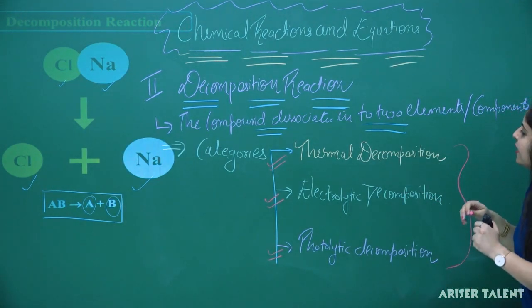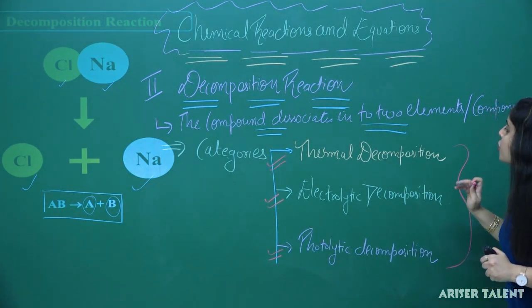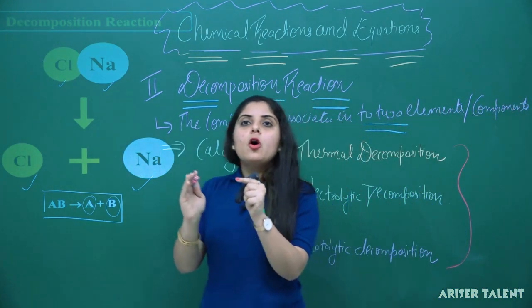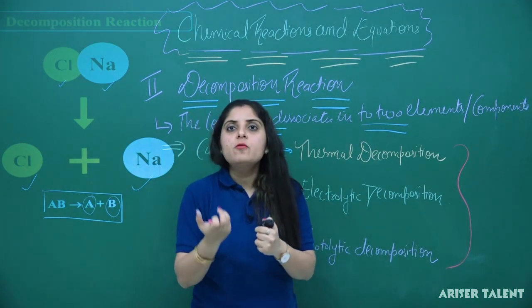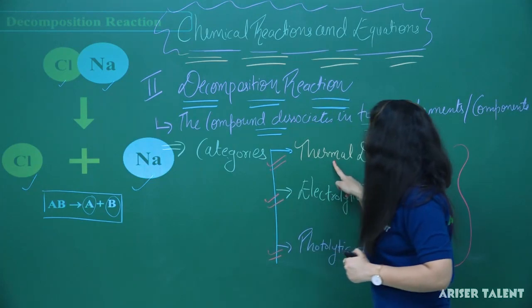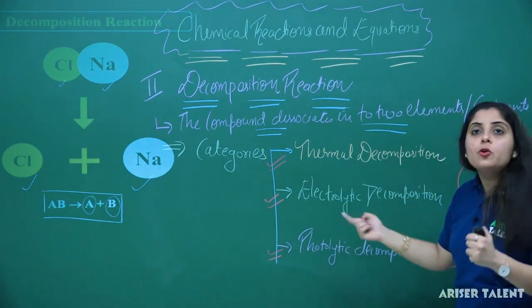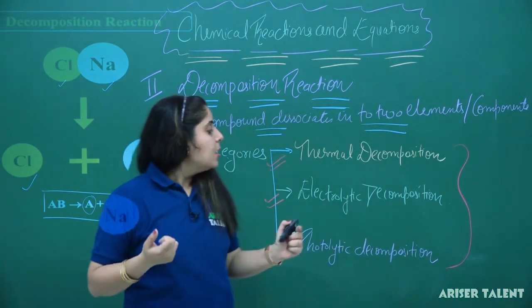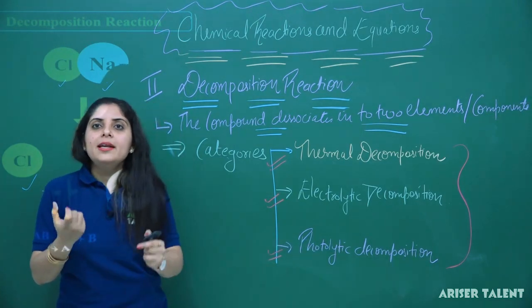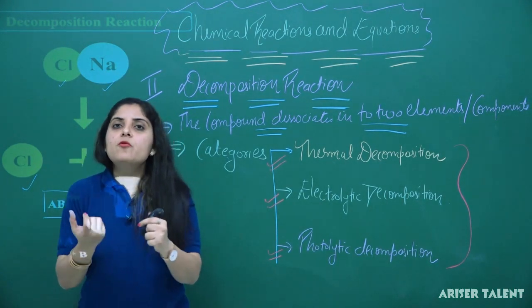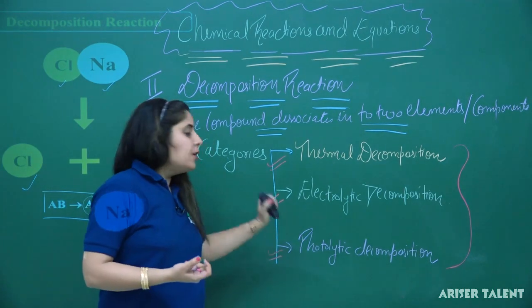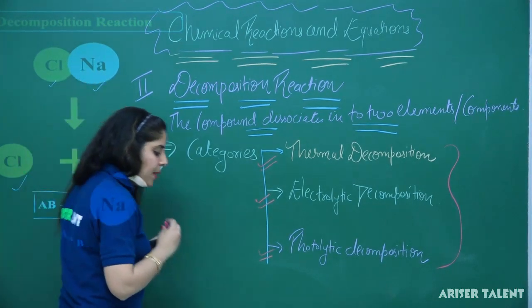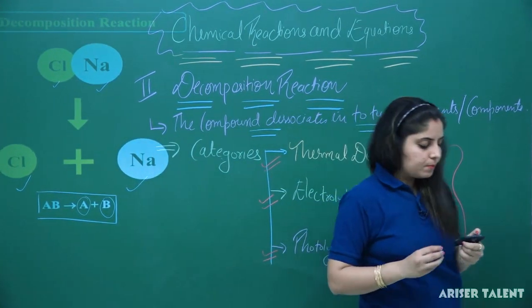So our first category here is thermal decomposition. What happens in the case of thermal decomposition? A compound dissociates into two or more elements by the application of therm. Therm means heat. So here heat is applied in this reaction. Electrolytic means electric current is used for the decomposition in this kind of reaction. The last category is photolytic. Photolytic means photons are used, and photons may come in the form of sunlight for the decomposition of this particular type of reaction. So we will deal with all these three categories one by one. If you want to copy it, please copy it now.